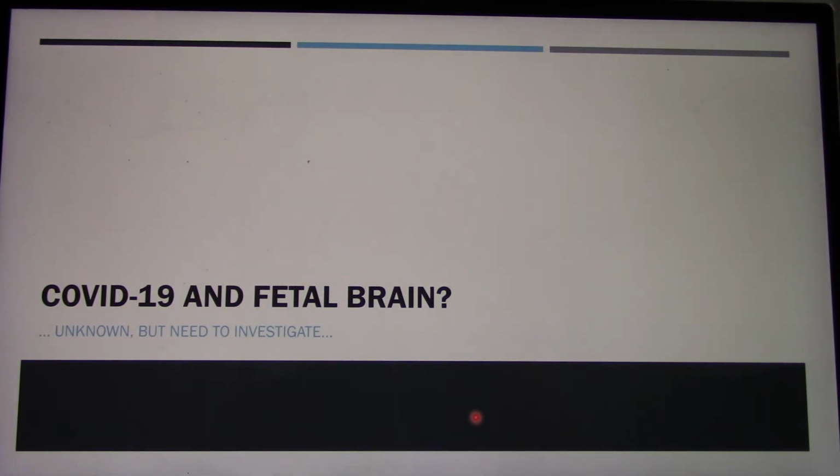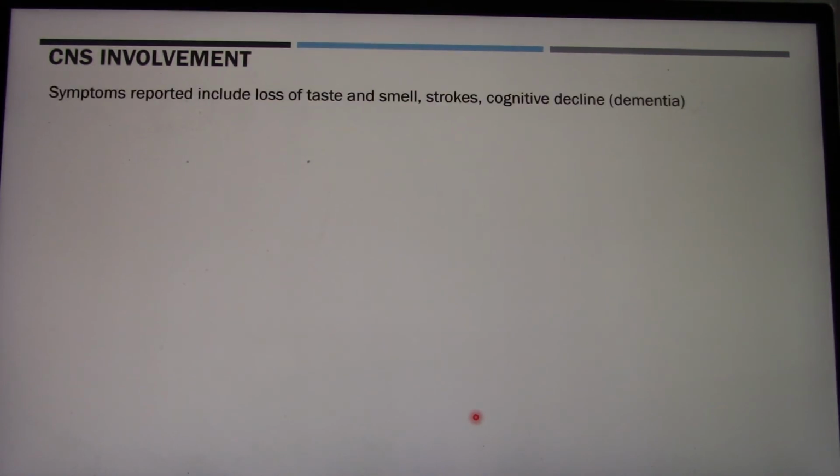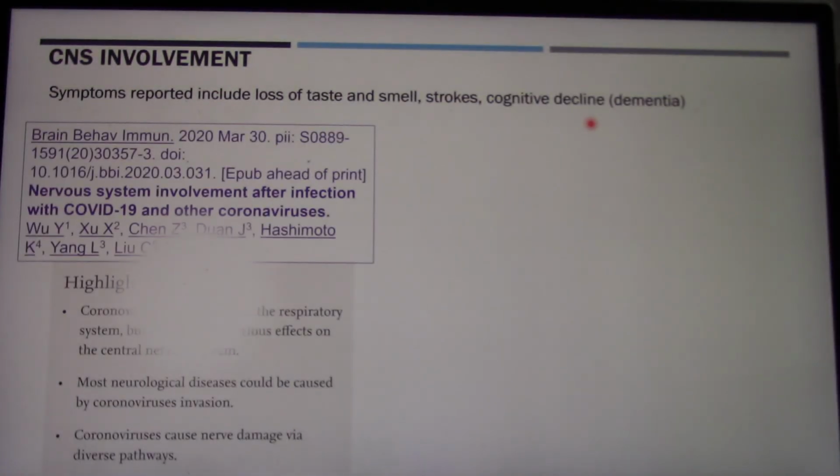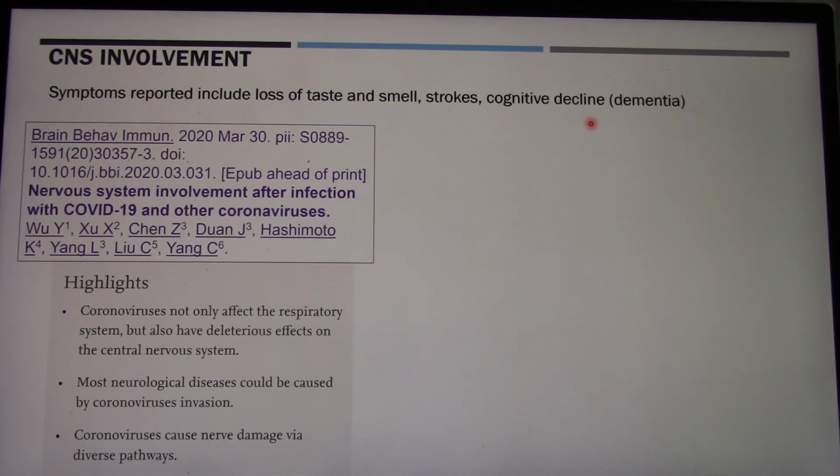So COVID-19 in the fetal brain. Well, we don't really know. It's unknown, but I'm thinking it needs to be investigated. CNS involvement has been noted as a symptom of COVID-19. There are reports that include loss of taste and smell, strokes, cognitive decline, and dementia. Now, this is not in everybody. Remember, there's multiple strains of the COVID-19 virus out there, and everybody's got a different genotype. So those things impact how you experience the infection.